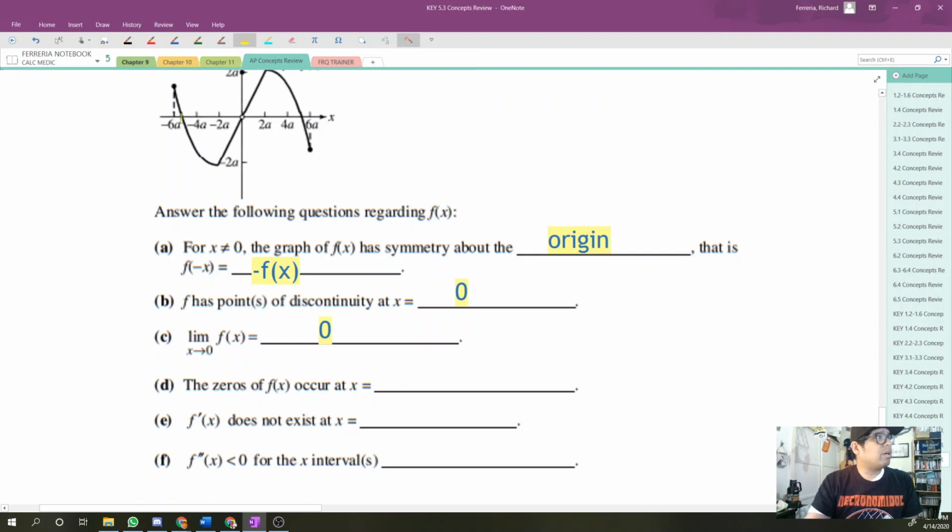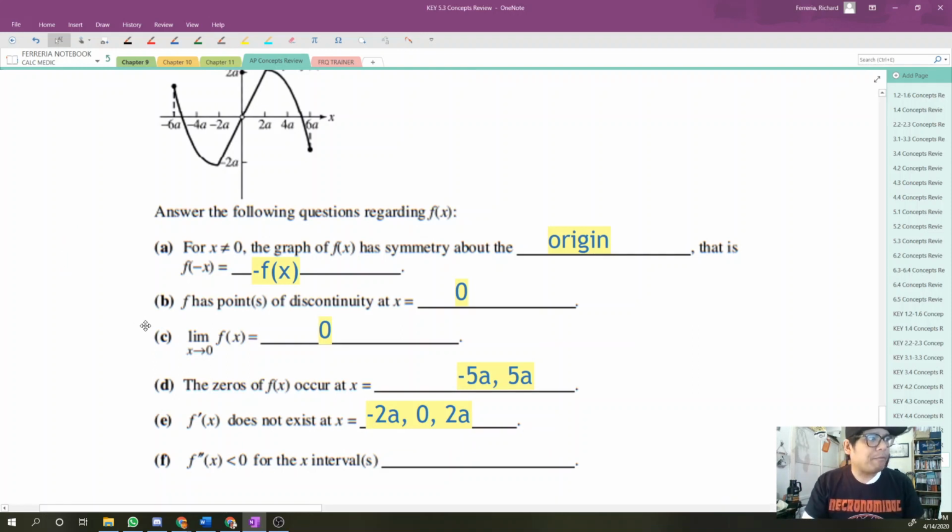Where are the zeros? Well, I can highlight them. They're there and there. Just in keeping with this, I think we're going to have to say that that's negative 5a and positive 5a. f prime does not exist at x equals. Well, here's a corner right here. The slope from the left and the right do not match. Of course, discontinuity, and since we have an odd function, there's another place. So that looks like at negative 2a, 0, and positive 2a.